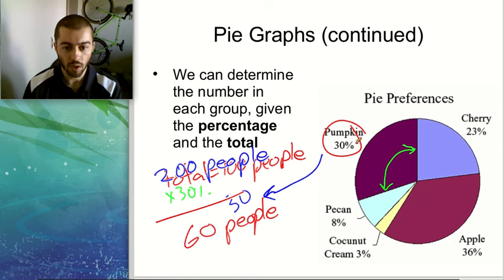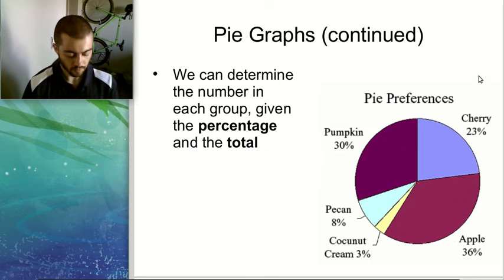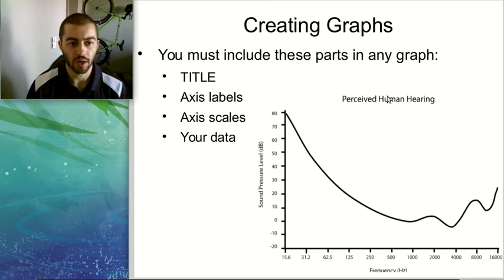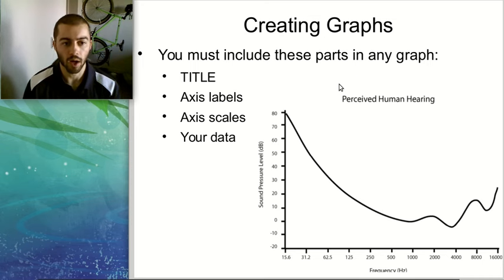So if we know the percentage and the total, then we can figure out the number of people in each group based on our pie graph. Alright, and the last thing, we're going to touch real briefly on creating a graph. I'll do another video on actually graphing data, but when we're looking at graphs, we need certain parts to be included in every graph that we create.